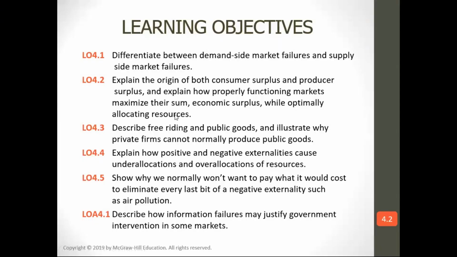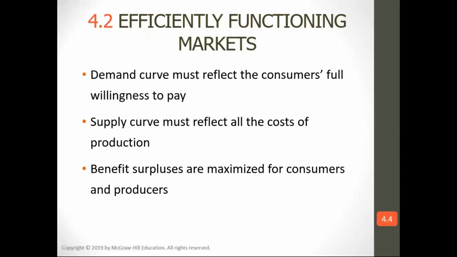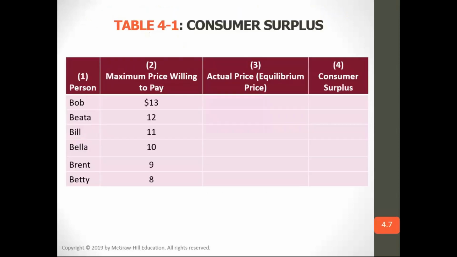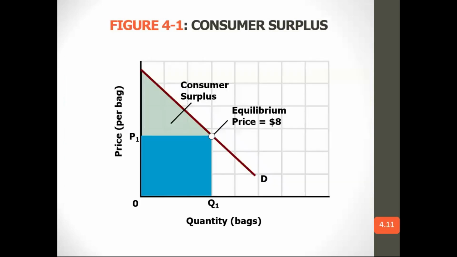So we're going to go through market failures. The consumer surplus is the difference between what a consumer is willing to pay for a good and what the consumer actually pays. So you get an extra benefit for paying less than the maximum price. Let's say my maximum price to buy something is $13, and the actual price is $8. My consumer surplus would be $5. It's the difference between the most I'd pay and the price I pay.